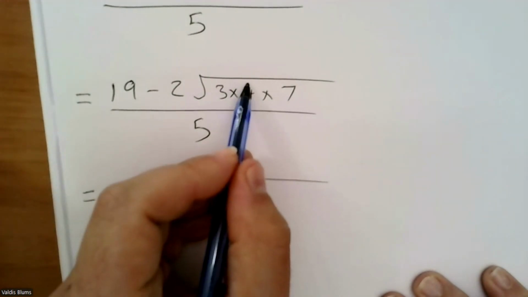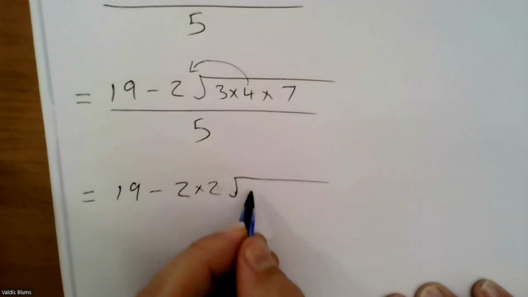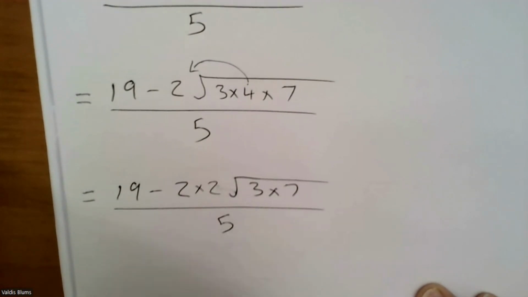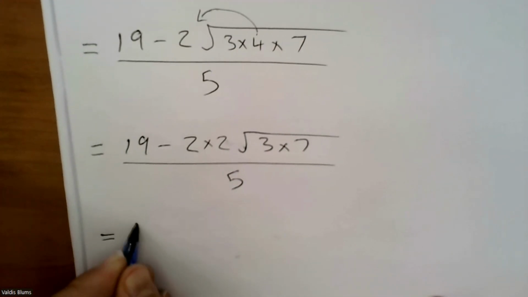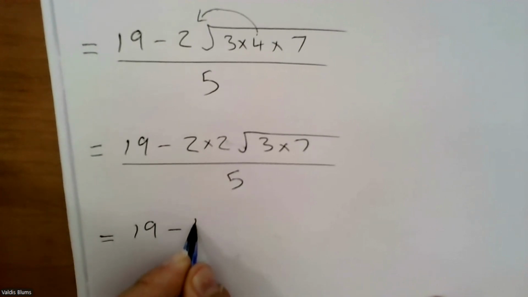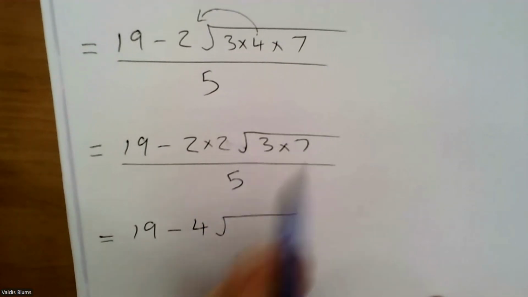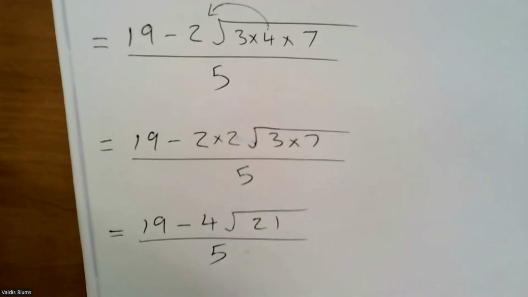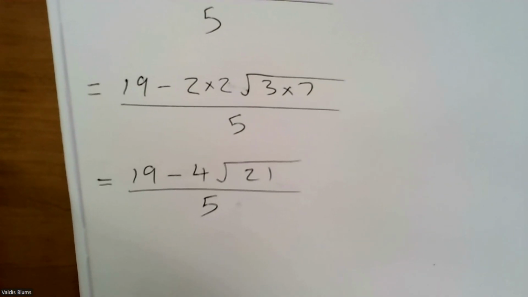So in this step, I'm pulling the 4 out. So the 4 comes out as a 2. And then simplifying, that becomes 4 times square root of 3 by 7, which is 21, all over 5. And I can't see any other common factors here. So I think that would be your final answer for that question.